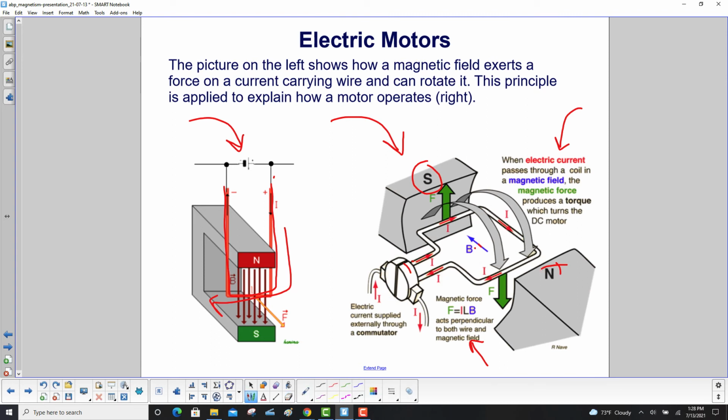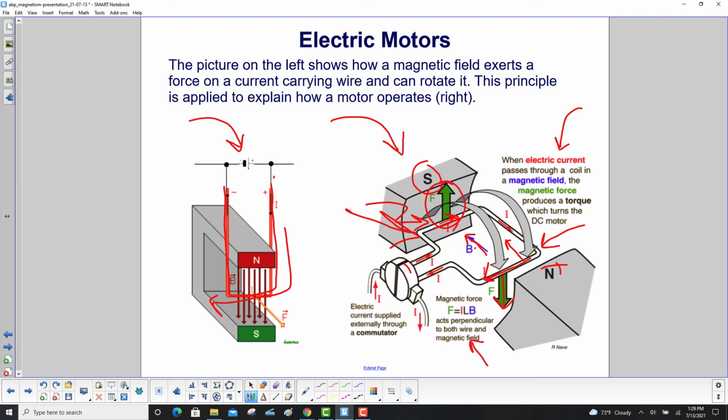Once again, you use the right-hand rule. Current going this way in a magnetic field that is pointing in this direction, use the right-hand rule and you find there's a force in the up direction on this part of the loop. Over on the other side, current's going this way, magnetic field is still in that direction. Use the right-hand rule and you find a force going down. So this side goes up, this side goes down, and your loop is rotating.